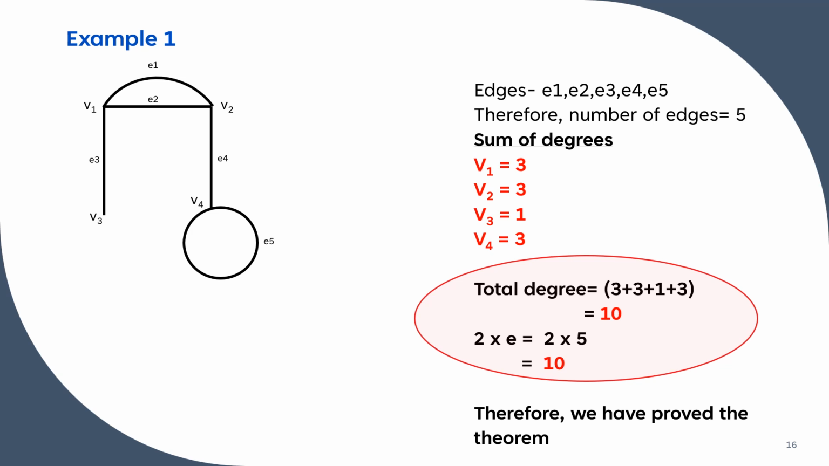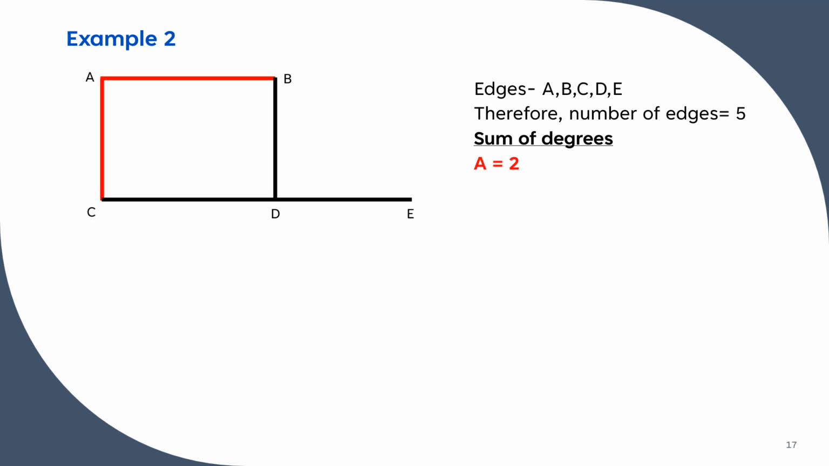So we are going on to example 2. In this example 2, the given graph has vertices A, B, C, D and E. To find out the sum of degrees, first A is equal to 2, then B is equal to 2, then C is also equal to 2. Coming to D, we have 3, and E is 1. Therefore, the total number of degrees is equal to 2 plus 2 plus 2 plus 3 plus 1.